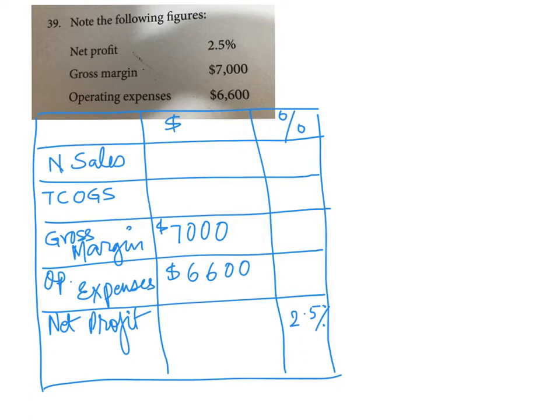We can start with calculating net profit, which is the difference between gross margin and operating expenses. So 7,000 minus 6,600 will be equal to $400.